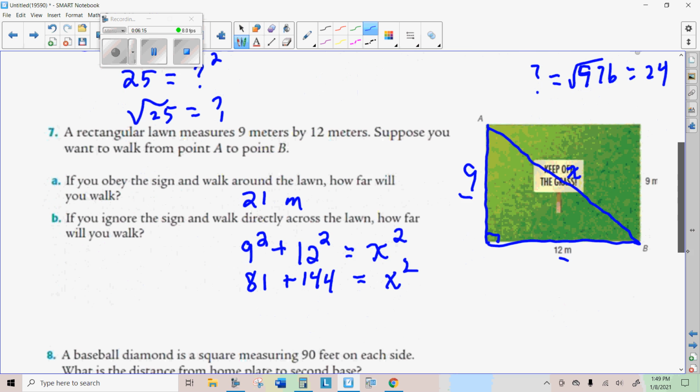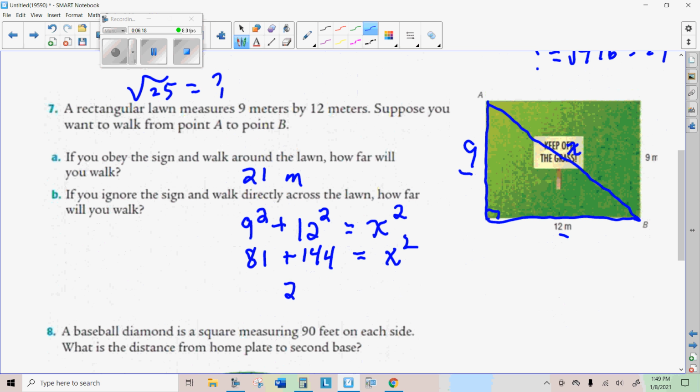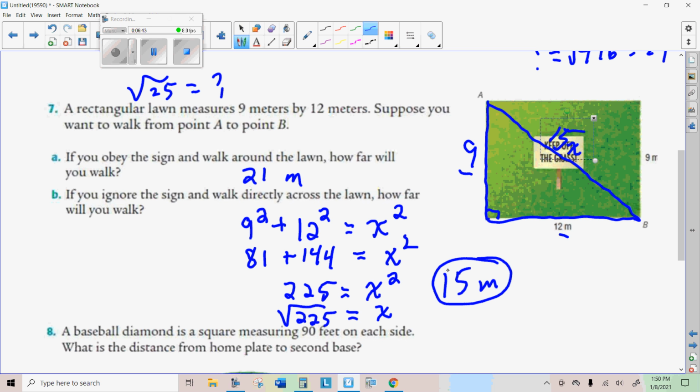And that equals 81 plus 144 is 225. That would be the area of the square on the hypotenuse. We want to know the side length, which is how far we would walk. And to do that, you undo that squared by doing the square root. And the square root of 225 is 15. So if you take the shortcut, you walk 15 meters. If you go the long way, you walk 21 meters. So you save 6 meters by taking the shortcut.